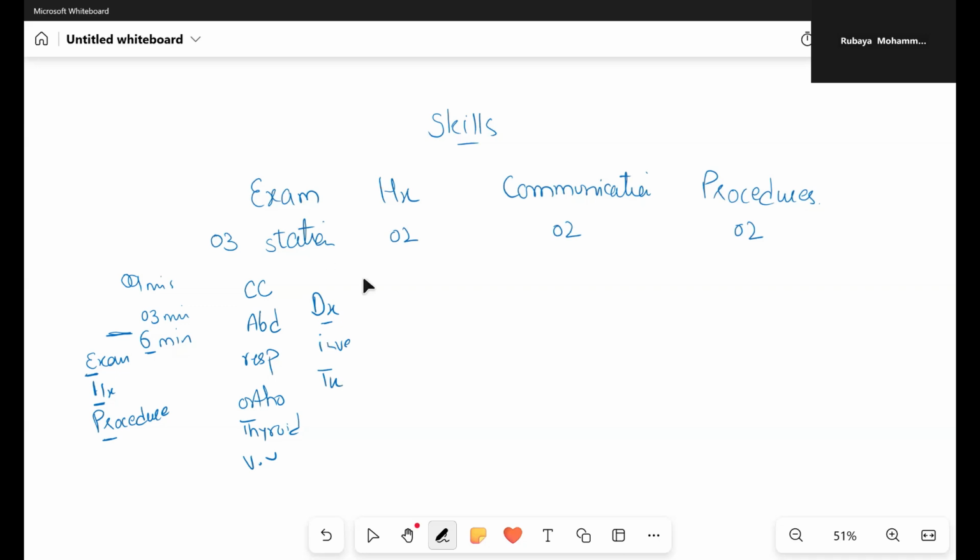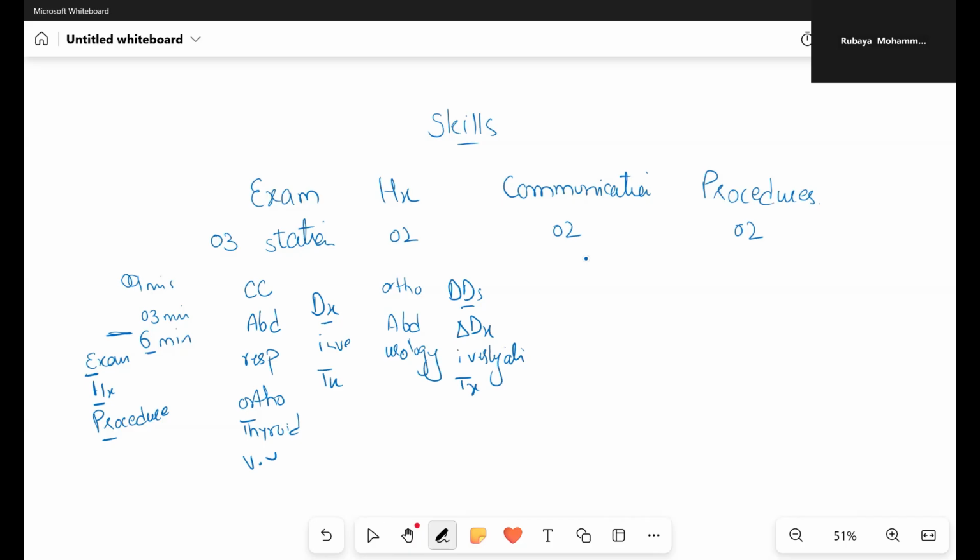Similarly, the history has similar sections. It could be from orthopedics, it could be from the abdomen, it could be from urology, or there are certain other divisions as well. Again, at the end of the history, you should have certain differentials. You should have your diagnosis. You will be tested on the investigations and what your treatment plan will be.